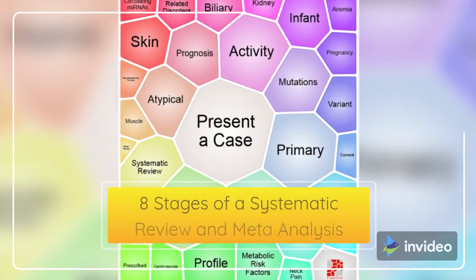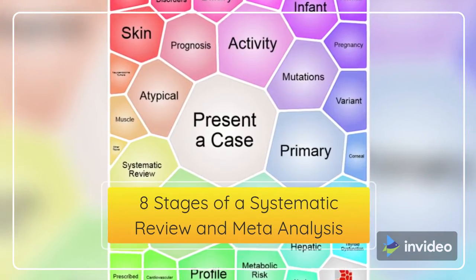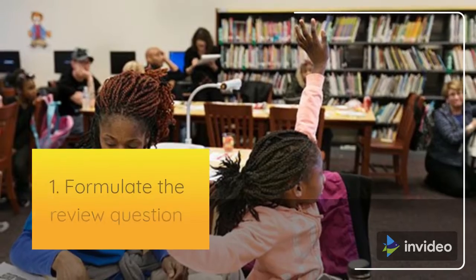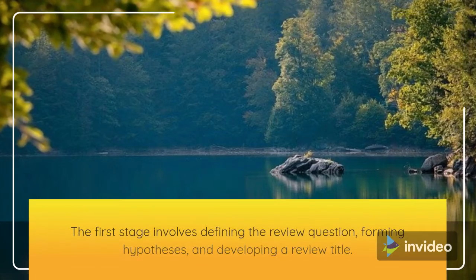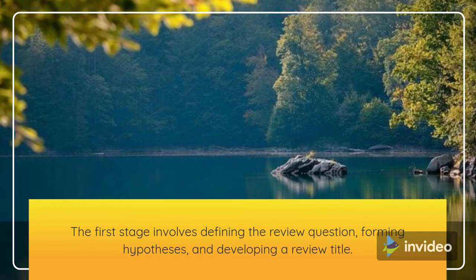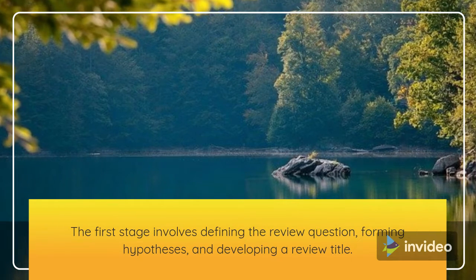8 stages of a systematic review and meta-analysis. 1. Formulate the review question. The first stage involves defining the review question, forming hypotheses, and developing a review title.